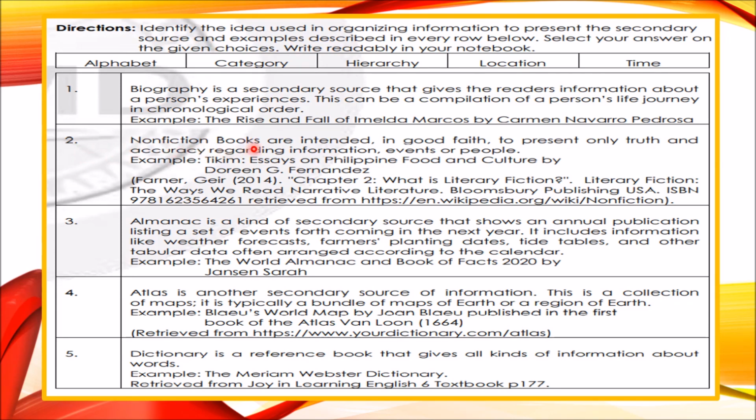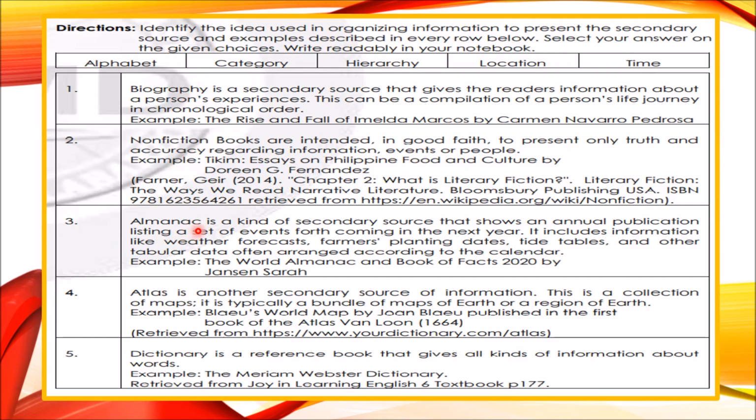Non-fiction books are intended in good faith to present only truth and accuracy regarding information, events, or people. Example, as you can see the example there, about literary fiction, the way we read narrative literature, by Bloomsbury Publishing in USA, like that. So is it alphabet, category, hierarchy, location, or time?